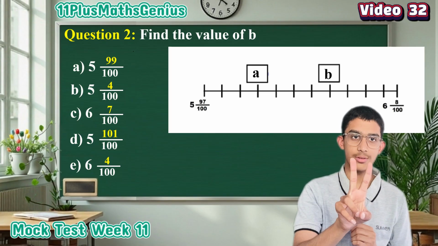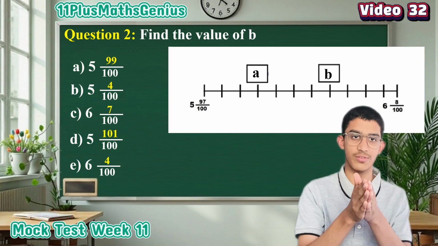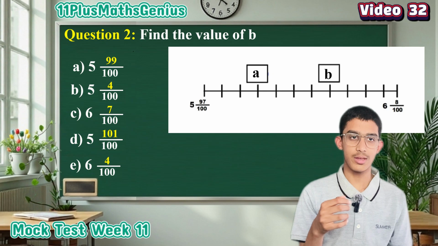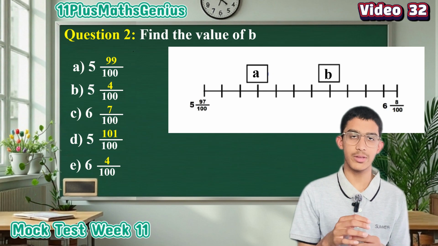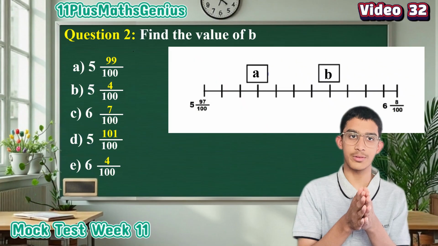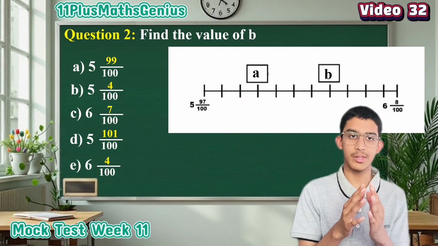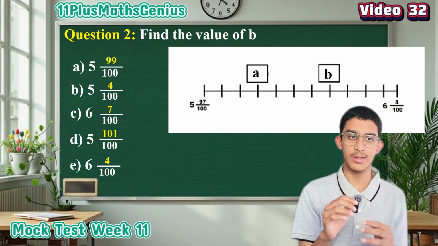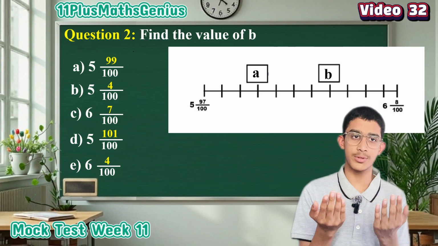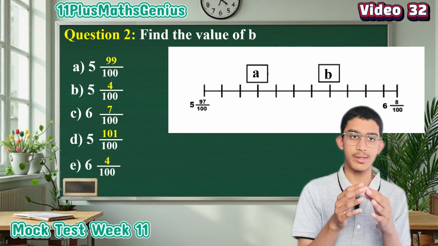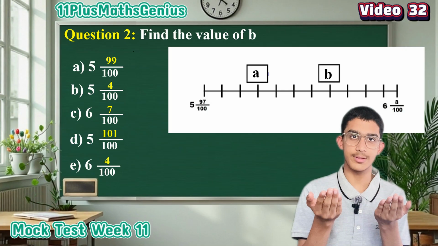Question 2. Find the value of B. A. 5 and 99 over 100. B. 5 and 4 over 100. C. 6 and 7 hundredths. D. 5 and 101 over 100. Or E. 6 and 4 over 100.